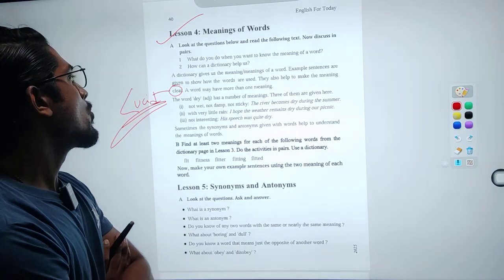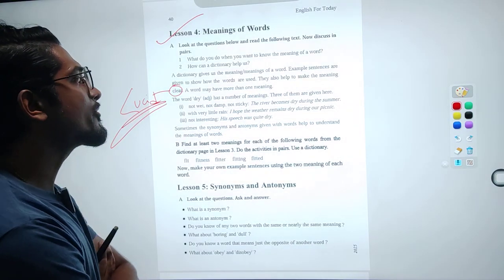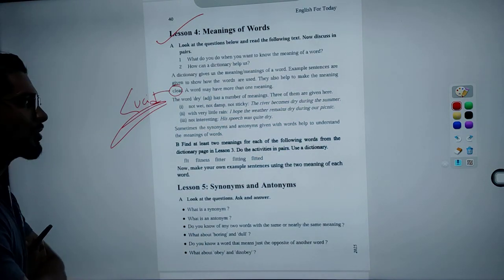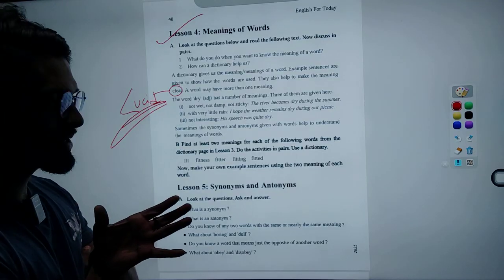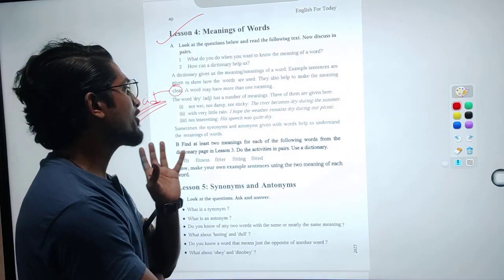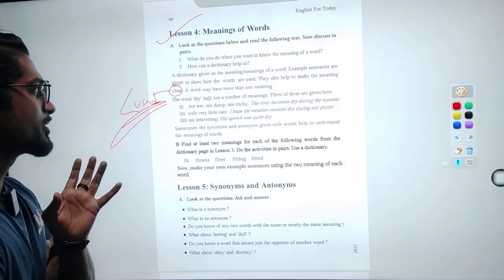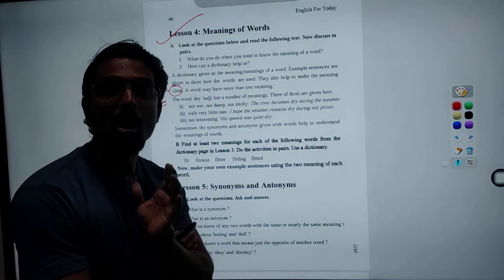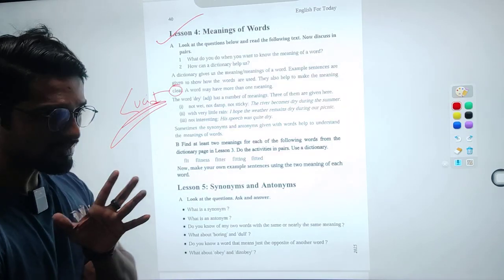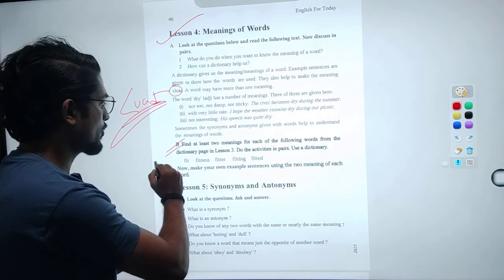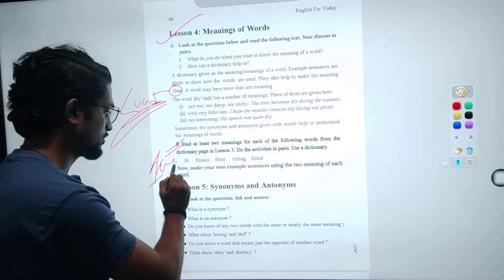Let's see. The word dry has a number of meanings. Three of them are given here. So dry means not wet, not damp, not sticky, with very little rain, and not interesting. So his speech was quite dry. So you can get lots of meanings in one word. And do this as your homework.